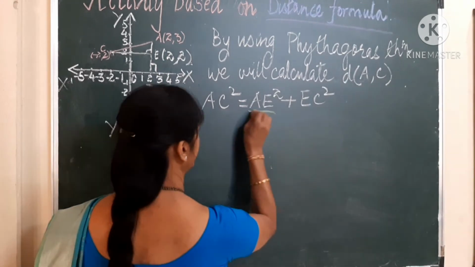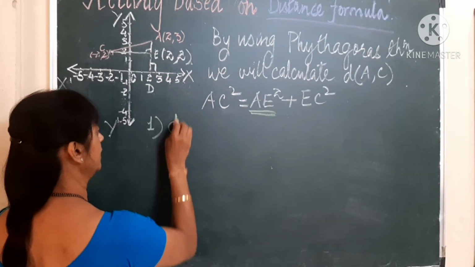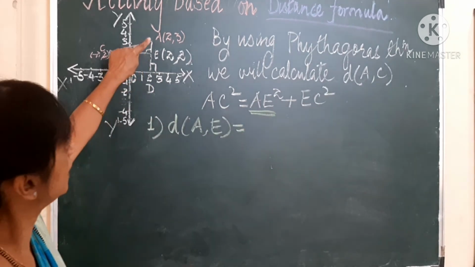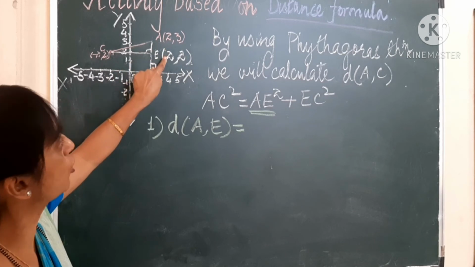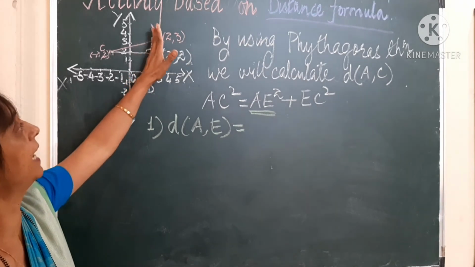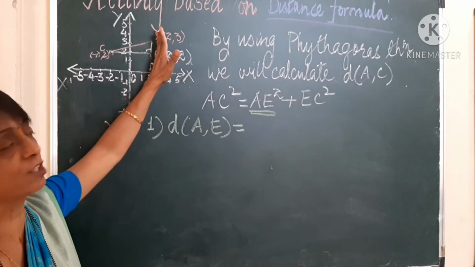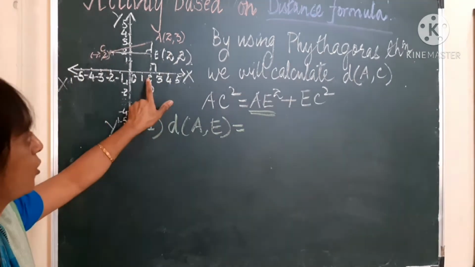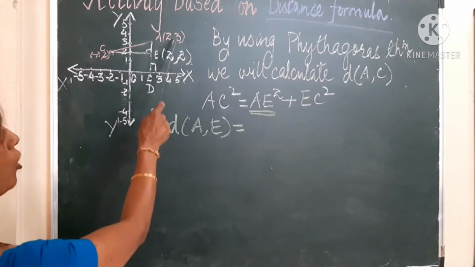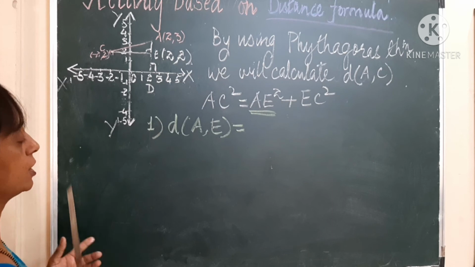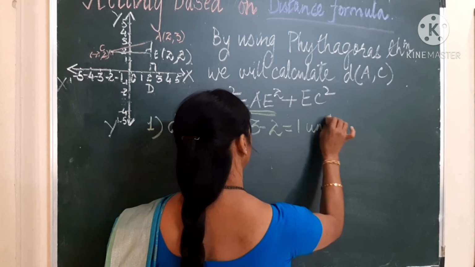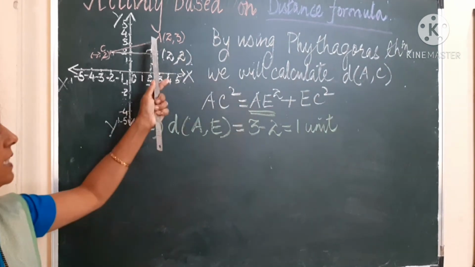First, let's calculate length AE or distance AE. Now children, as we have already seen, look at AE. X coordinates of both the points are same, right? Because this line or this segment or side of this triangle is parallel to y-axis. So x coordinate is same, that is 2. So we have to take the difference of only the y coordinate, that is 3 and 2. So what is the difference? 3 minus 2, which is equal to 1 unit. This gives me distance AE.